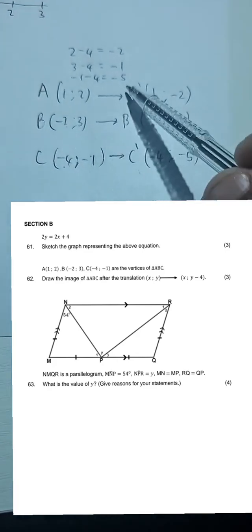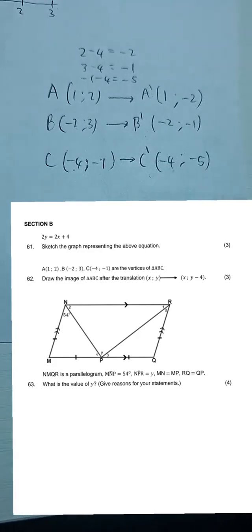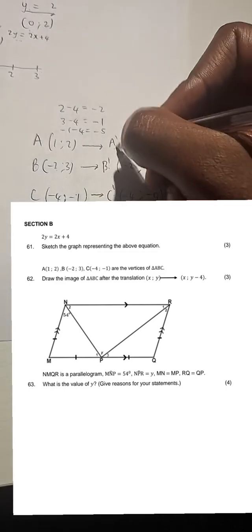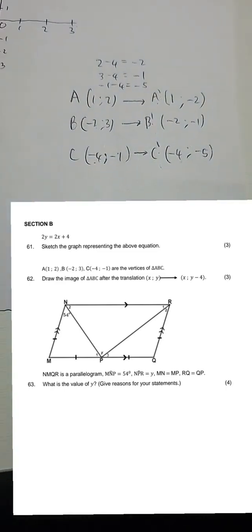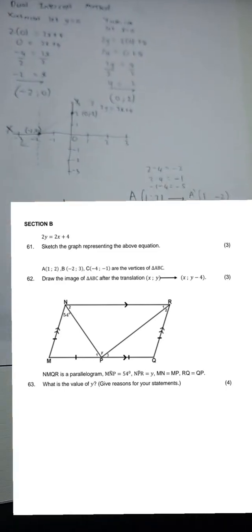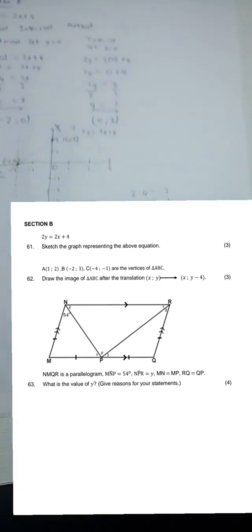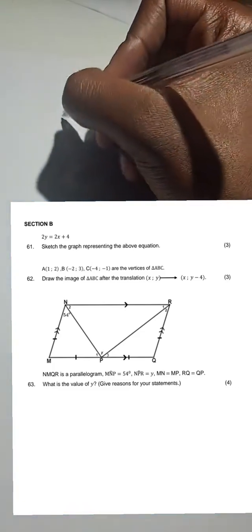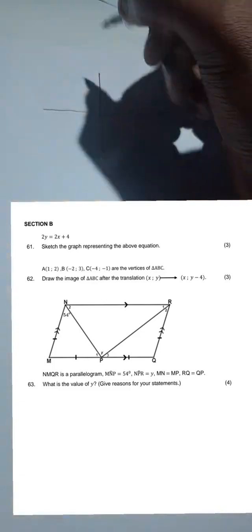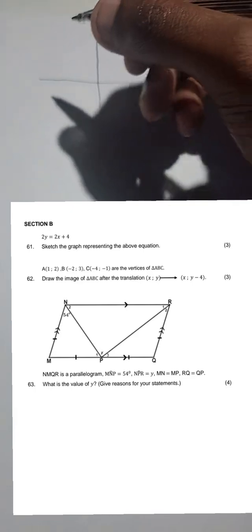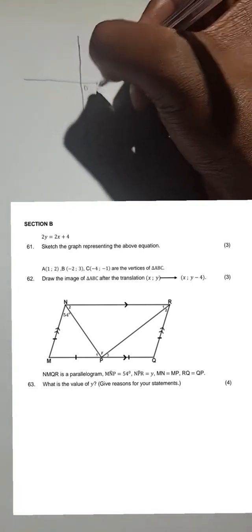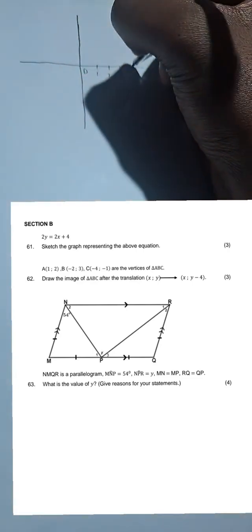Okay, so we need to draw the image after the translation. So we need to draw triangle ABC, this one. So what I'm going to do is draw a Cartesian plane for us so that we can see this. Alright, let's just say 0, 1, 2, 3, 4.